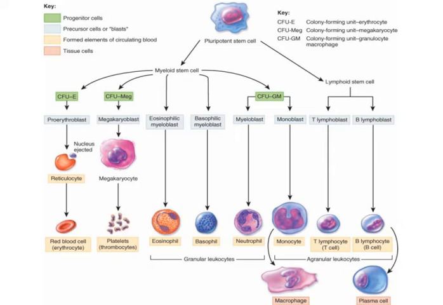On the other hand, it can also differentiate into something called a monoblast, and a monoblast will eventually mature to become a monocyte, which is an important part of our immune defense. And so the pluripotent stem cell can literally become any of the blood cells in our body.